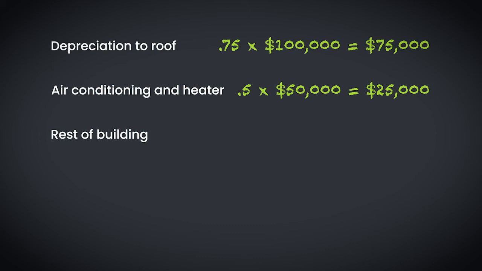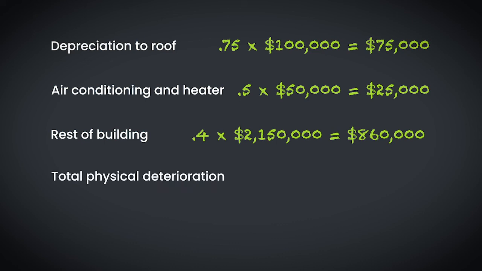We can't forget the rest of the building, which is valued at $2,150,000. We reach this figure by reducing our reproduction cost by the replacement cost of the roof and the air conditioning and heating units. We do this because we can't double count the HVAC and the roof, and therefore we need to remove them when calculating the remaining deterioration. We then multiply 40% by $2.15 million for a total depreciation on the rest of the building of $860,000. All that's left is to add them all up and reach a total physical deterioration of $960,000.